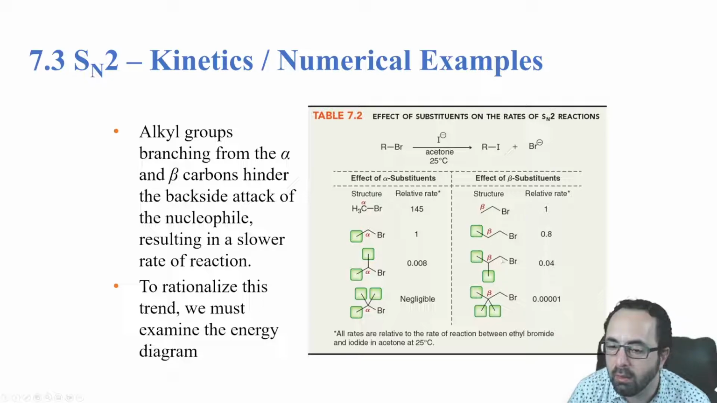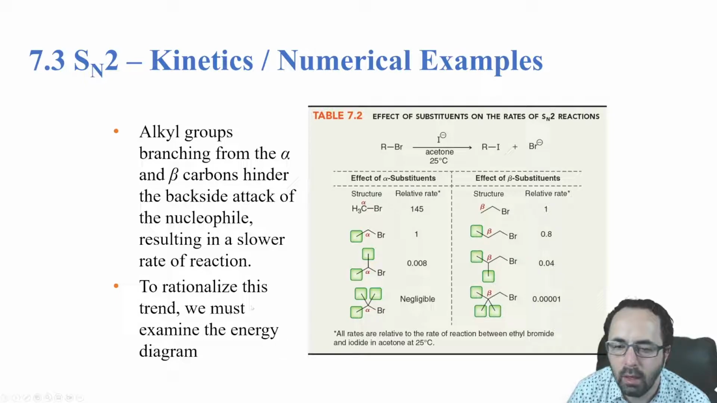Even if there's a lot of crowding on the beta carbon, that can really decrease the rate as well. So here, all of these are primary alkyl halides. They are all attached to the alpha carbon that's attached to one carbon, but the beta carbon may have lots of bulky substituents as well that can block the attack of the nucleophile and slow down the rate.